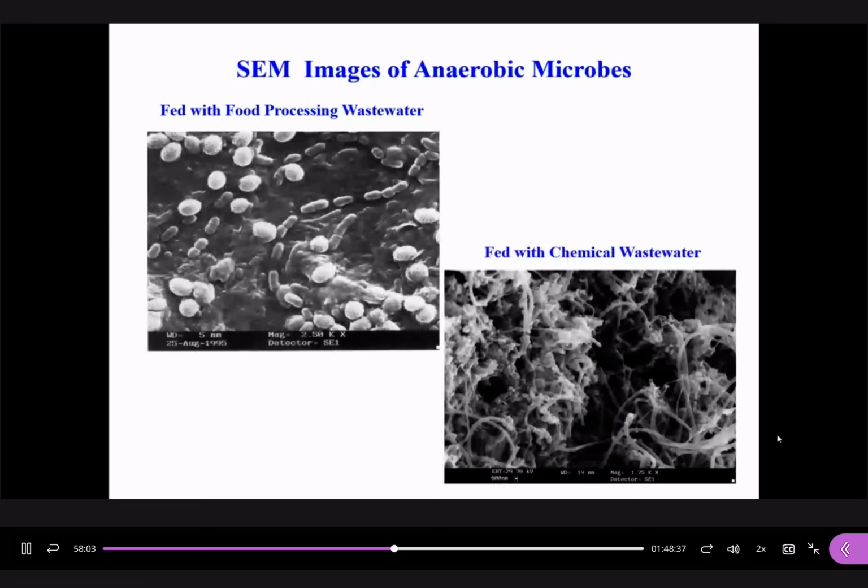Some pictures of anaerobic microorganisms. This one is fed with food processing wastewater. This one is fed with chemical wastewater. They have different morphologies.